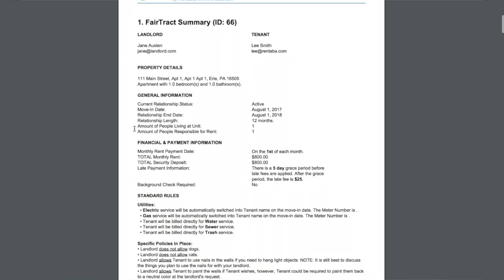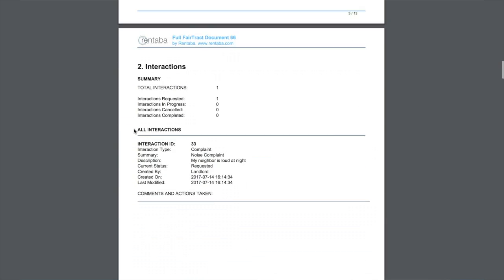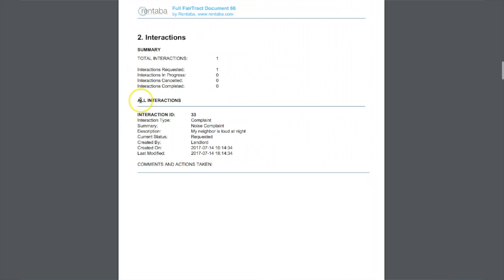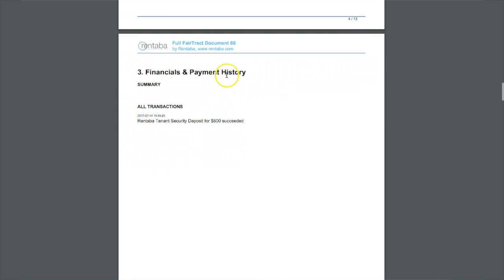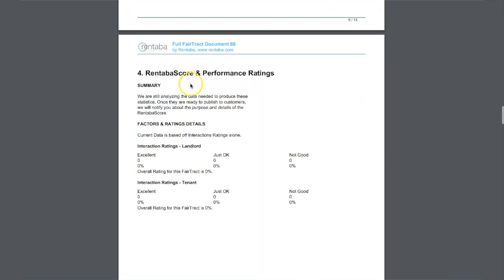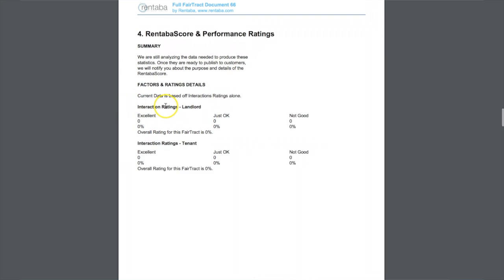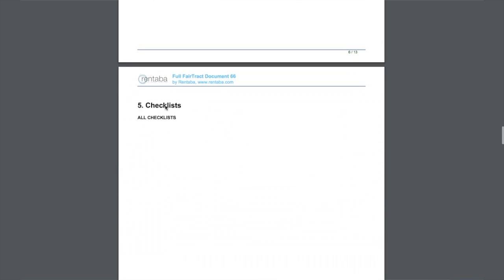The first section is your rent details, usually found in your normal lease. The second section is your interaction and communications. You will have access to a summary and view full details of each interaction individually. The third section is financials and payment history. The fourth section is the Rentaba score for all the relationships you have.